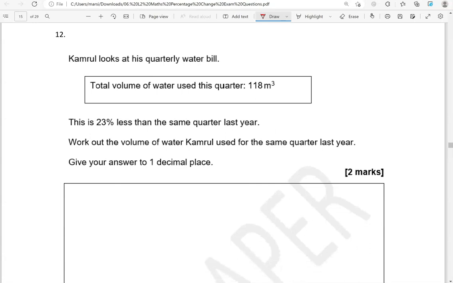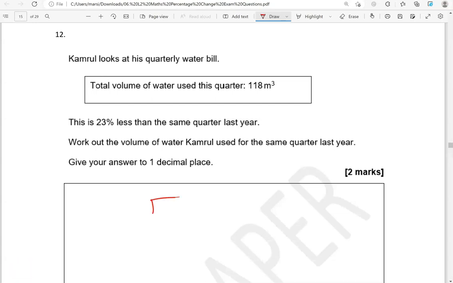Cameron looks at his quarterly water bill. Total volume of water used this quarter, 118 cubic meters. This is 23% less than the same quarter last year. Work out the volume of water Cameron used for the same quarter last year. Give your answer to one decimal place.